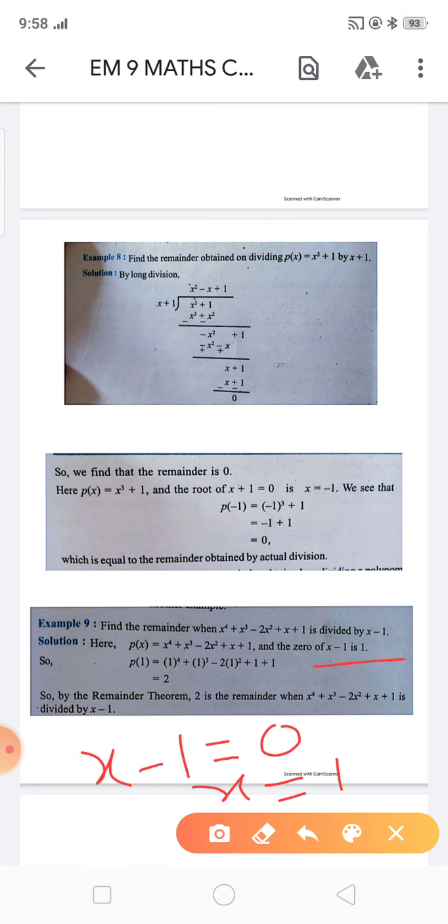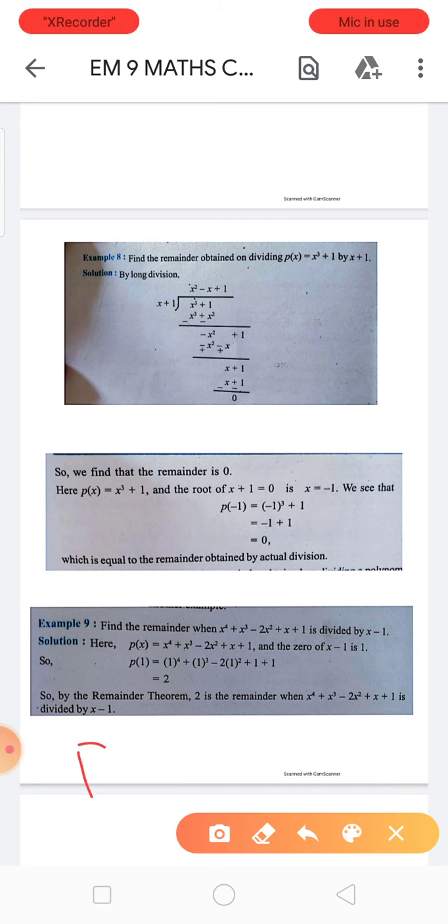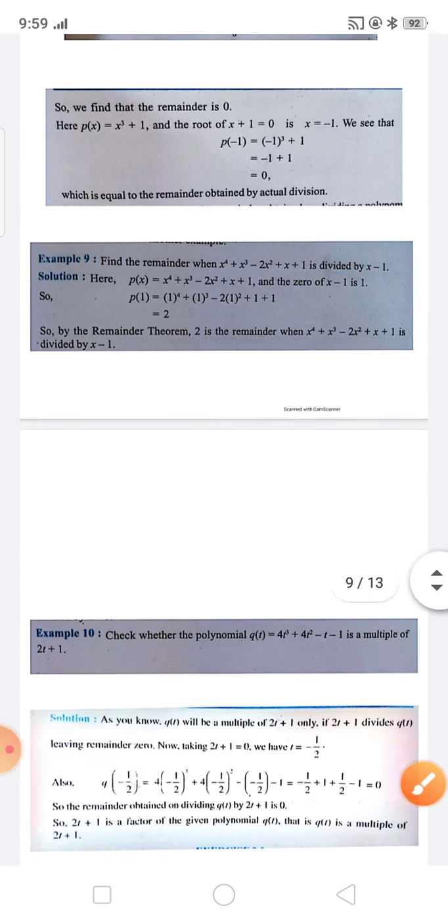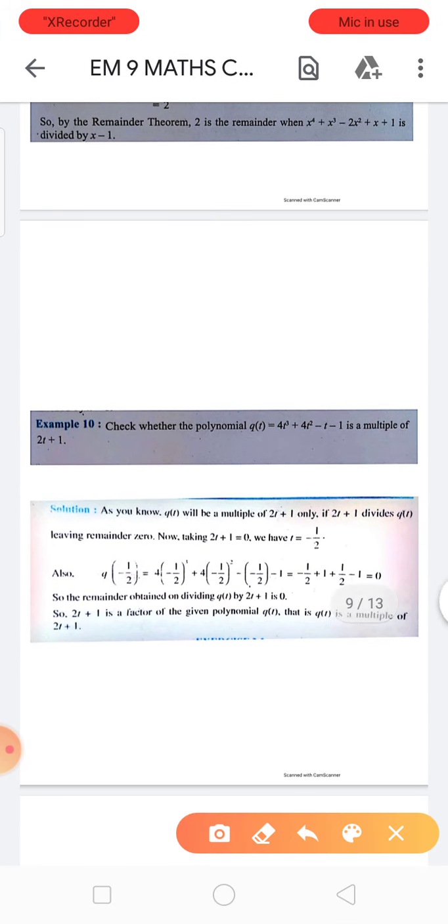Substituting this value in our polynomial, we get p of 1. Replace all the values of x with 1: 1 raised to 4 plus 1 cube minus 2 into 1 square plus 1 plus 1. Simplifying this step, we get the answer 2. So by the remainder theorem, 2 is the remainder when x raised to 4 plus x cube minus 2x square plus x plus 1 is divided by x minus 1. It is solved by the remainder theorem. Next question, example number 10.